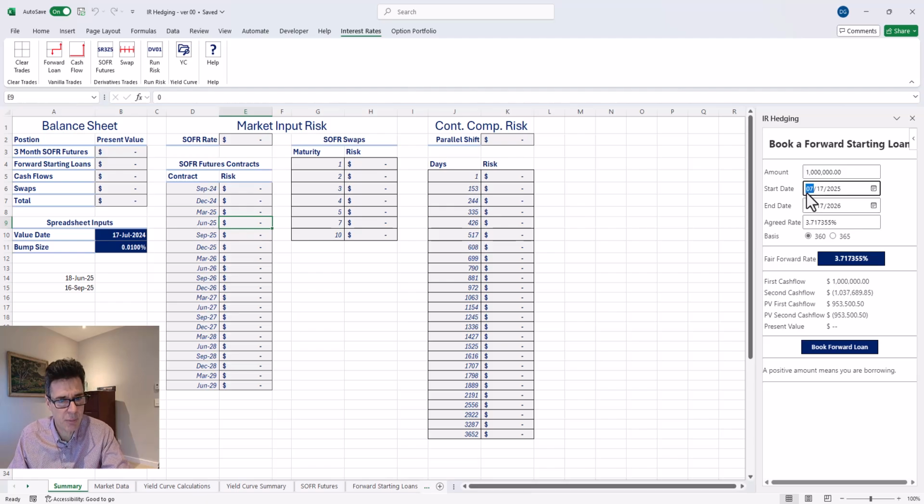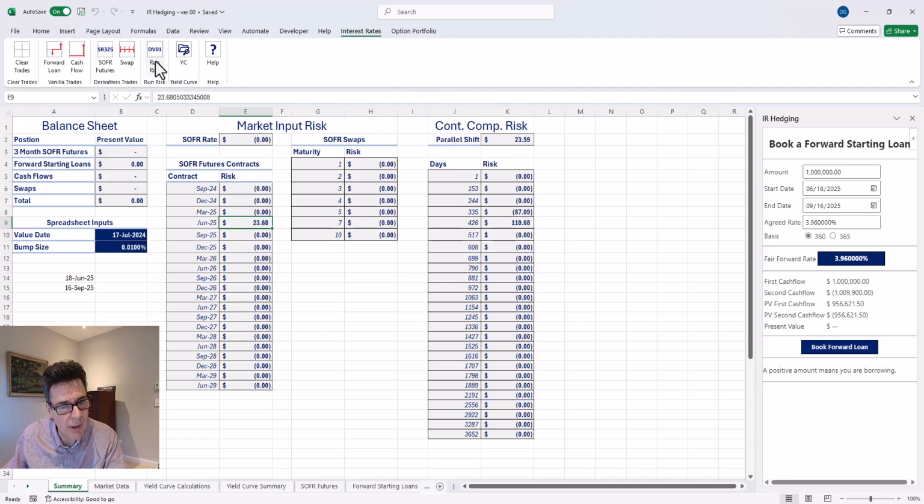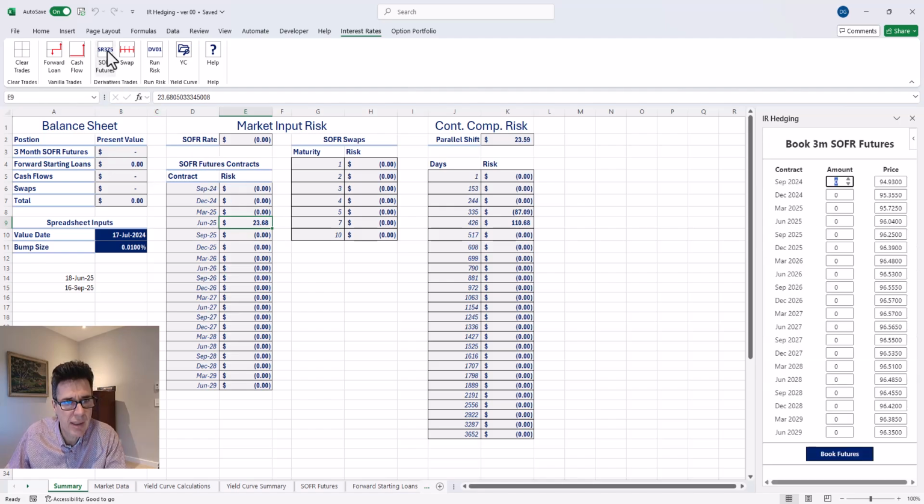Set the dates up the same way, 6/18/2025 to 9/16/2025. Fair rate, 3.96. Book the loan. Run the risk. We can see everything's the same, but the risk has changed signs. Now we're making money when rates go up, so it's as if we are short a SOFR futures contract. The hedge, of course, is to go long one SOFR futures contract. Run the risk, and our risk has gone down to 0.